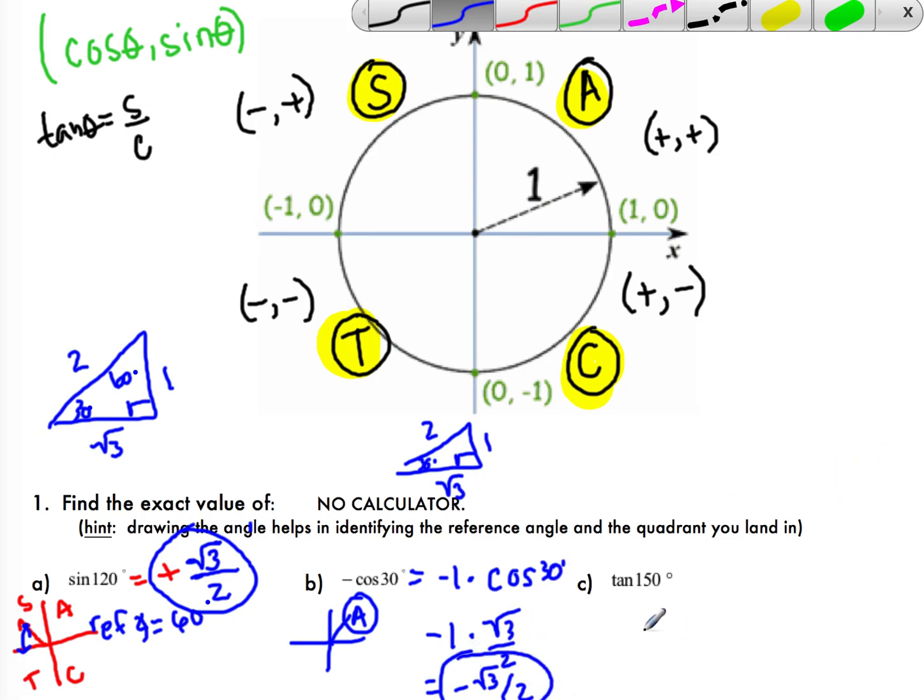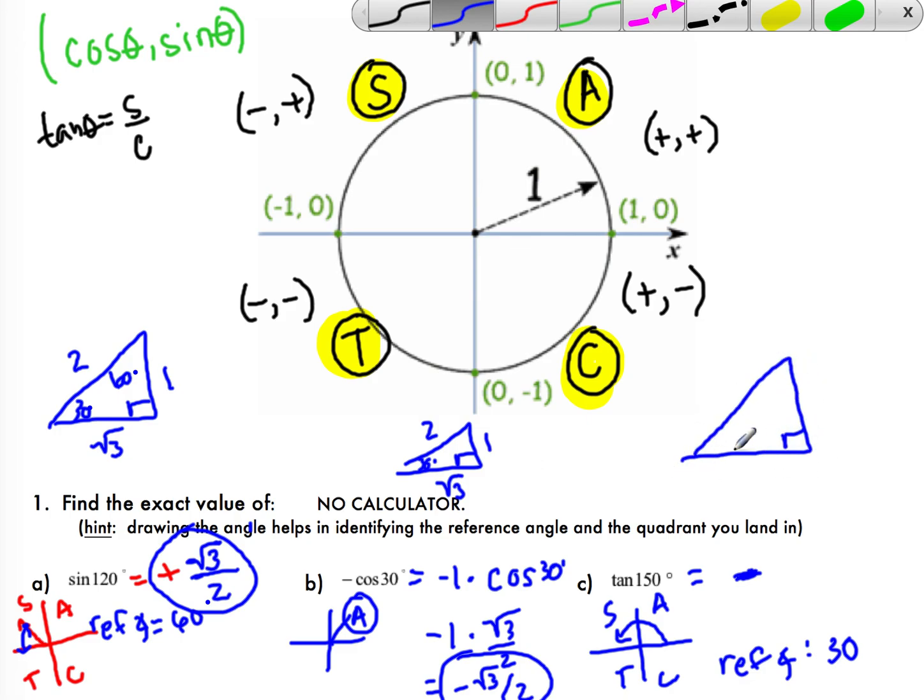The tangent of 150, draw in your unit circle. 150 will land here. All students take calculus. S is the only positive, so this is going to be a negative answer. And for the tangent of 150, the reference angle is 30 degrees. So I'm looking at my 30, 60, 90, and tangent is opposite over adjacent, 1 over root 3.